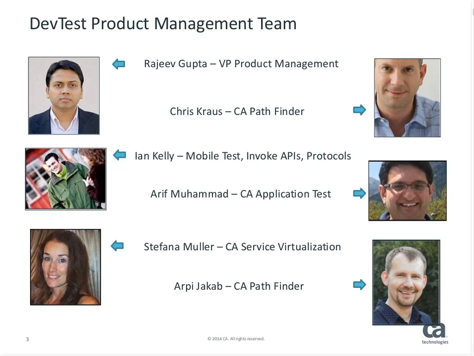And on the right side of your screen on the bottom is RP Jacob, I'm sorry, RP, I just butchered your name there. RP is going to be handling CA Pathfinder. He came over from our engineering team, so he's very well versed in the product line and will be working with Chris Kraus on the CA Pathfinder product. So that is our DevTest product management team, a full gamut of people.